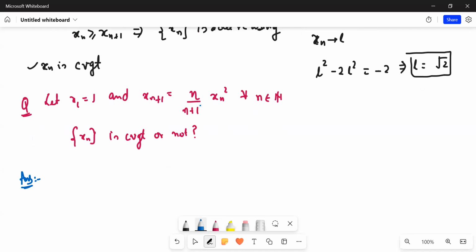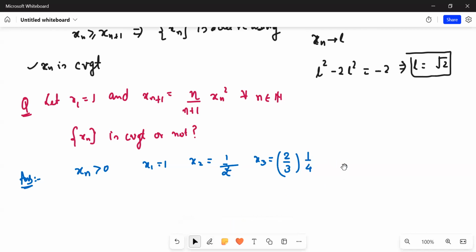One thing is quite clear: xn square is positive, n is positive, so xn would be positive. Further, it is already given that x1 is equal to 1. So how would x2 be? x2 would be 1 over 2, I guess. Just place n equals 1, and you'll get 1 by 2. And x1 is 1. Simply, x3 will be equal to what? Just place 2 here: 2 upon 3, and x2 square is 1 by 4, so x3 is 2 by 3 times 1 by 4.